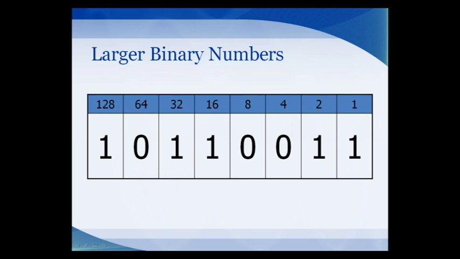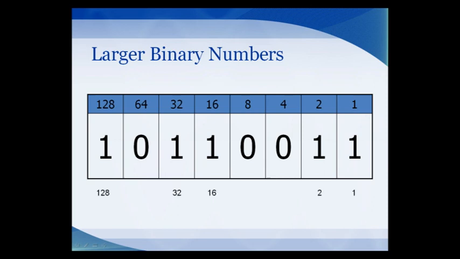Remember that 1 stands for 2 to the power of 0. Anything to the power of 0 is 1. And that 2 stands for 2 to the power of 1, and so on. But sometimes it's just easier to see that the numbers double each time. So you start with 1, and then 1 doubled is 2, and then 2 doubled is 4, and then 4 doubled is 8, and 8, 16, and 32, and 64, and 128.